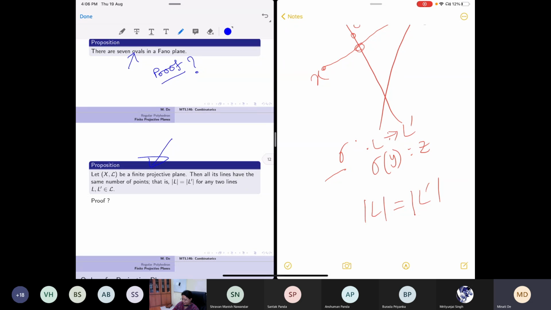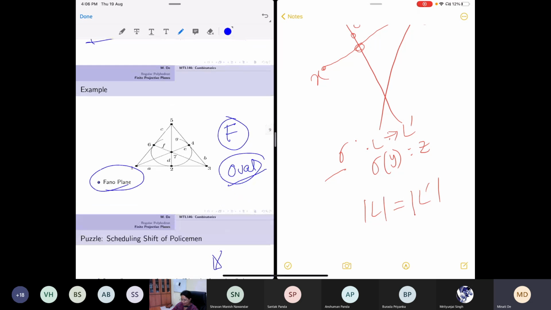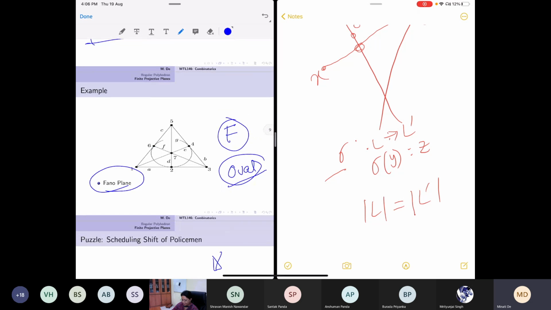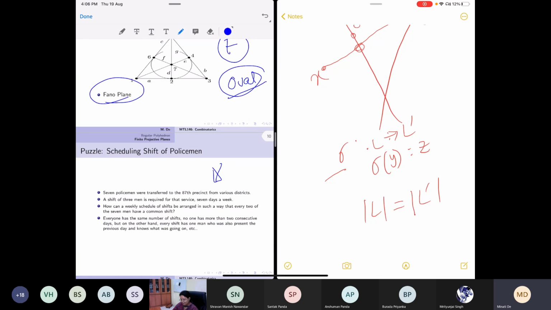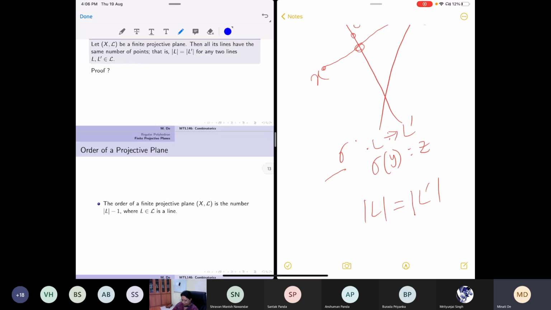This is a very surprising fact, right? If you have a finite projective plane, then every line has the same number of points. That's what we saw in the Fano plane also. The Fano plane was a finite projective plane, and you saw that every line has 3 points, right? Okay, good.